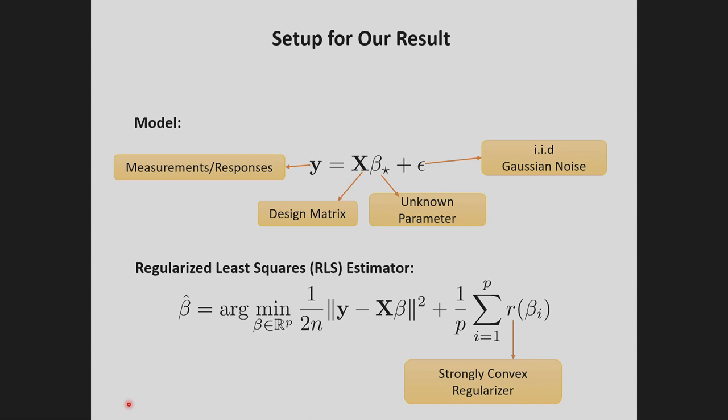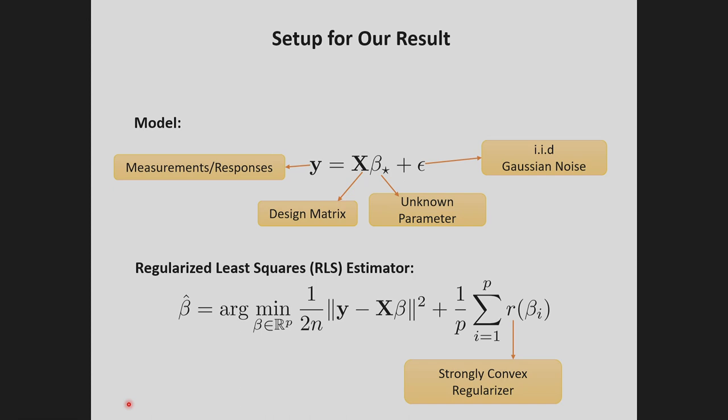And then there's this regularization term, which promotes some a priori structure that we believe applies to the unknown signal beta. For example, if we believe that the unknown signal beta star was sparse, maybe we would choose the regularizer to be Lasso. But I should say that the theorem applies only if the regularizer is strongly convex. So it doesn't apply to Lasso, but if you added a small amount of ridge penalty to Lasso, then it would apply to Lasso. As in Lasso plus ridge, yeah.